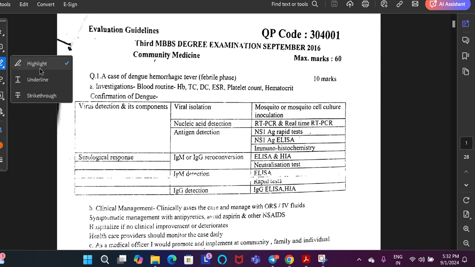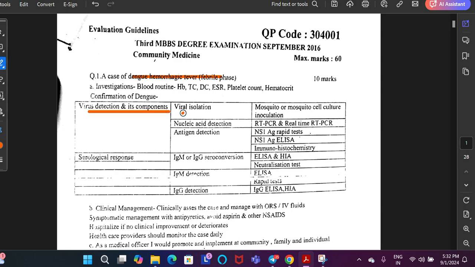Dengue hemorrhagic fever, first category, febrile phase is this category. Investigation: blood routine examination, hemoglobin, total count, differential count, the ESR, the platelet count, hematocrit value you should investigate. Confirmation of diagnosis: viral detection and its components, viral isolation, mosquito cell culture inoculation, nucleic acid detection by RT-PCR or real-time RT-PCR, antigen detection by NS1 antigen rapid test. Any one you should remember, or NS1 antigen ELISA or immunohistochemistry.